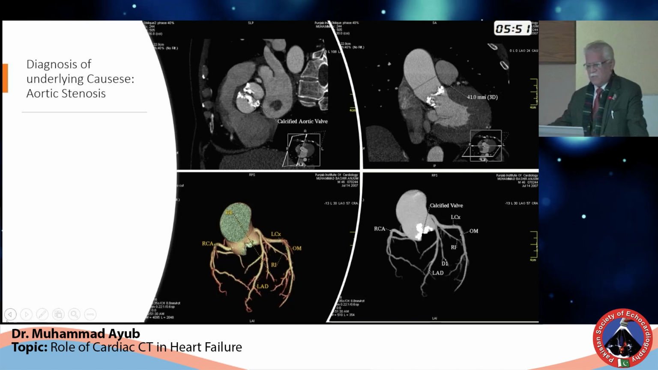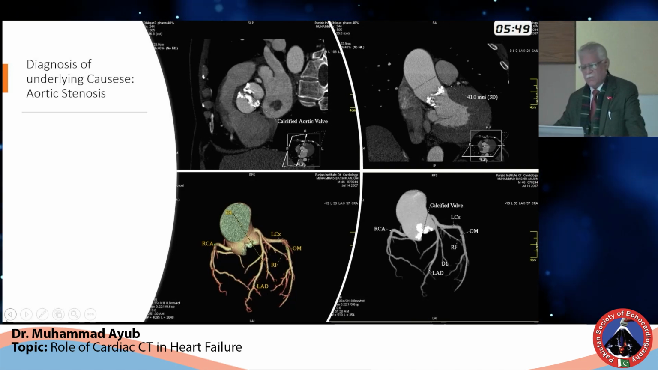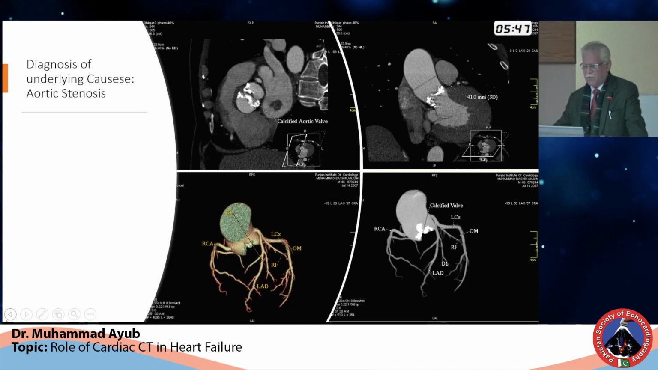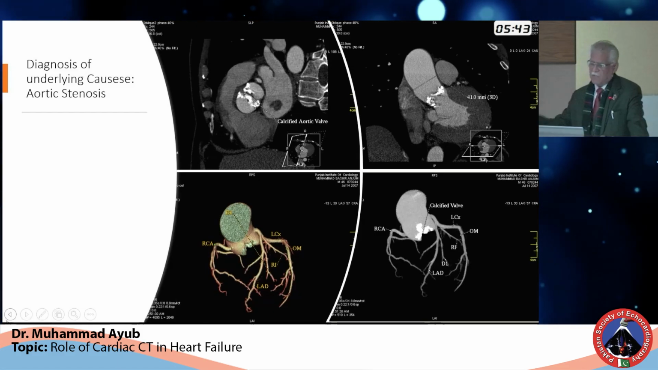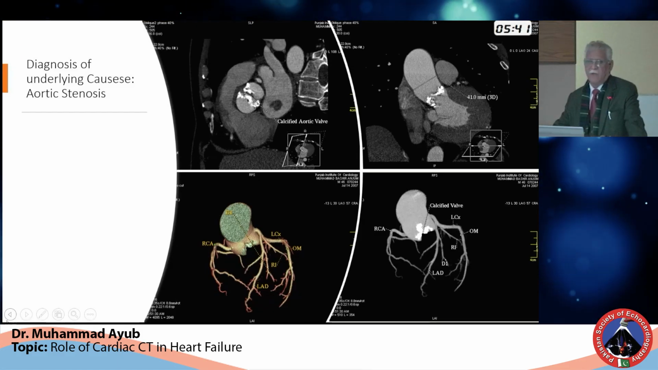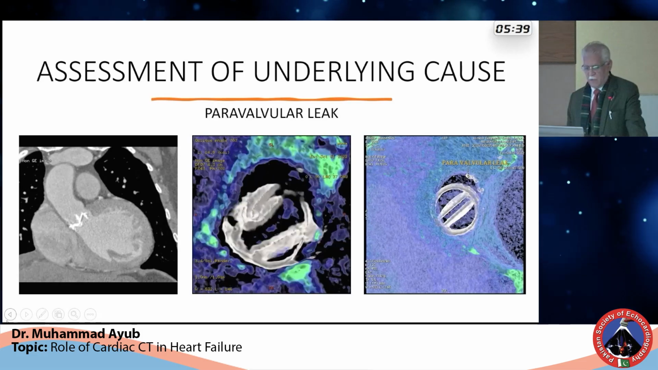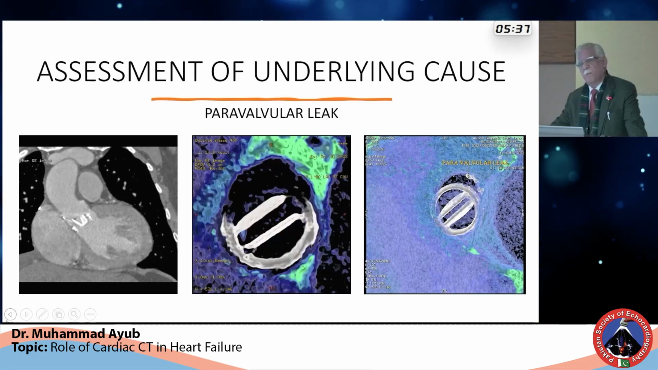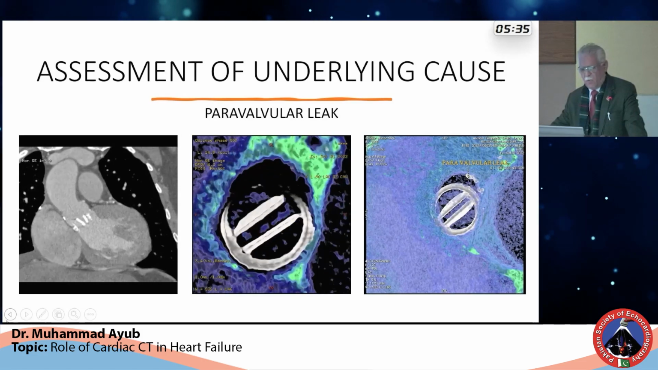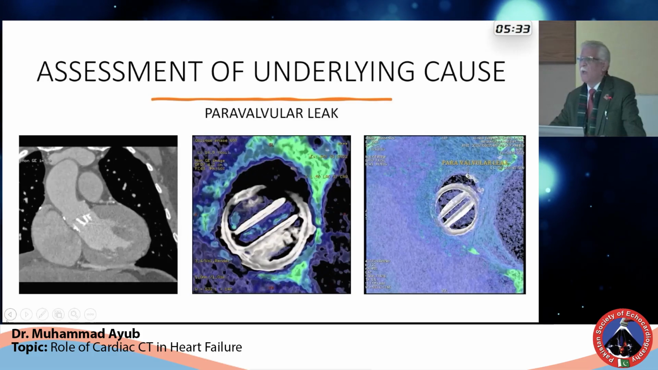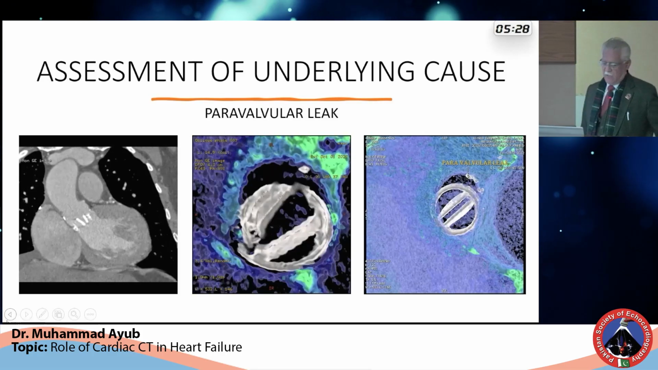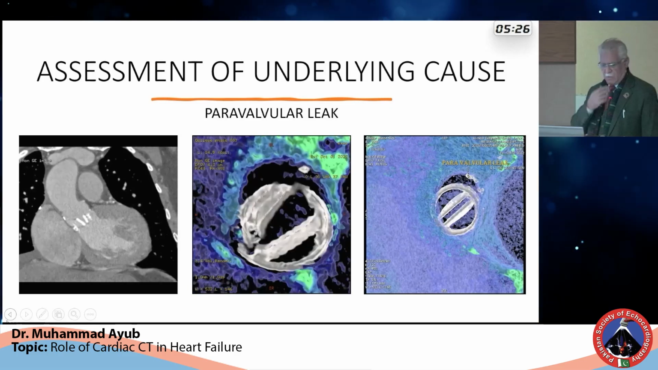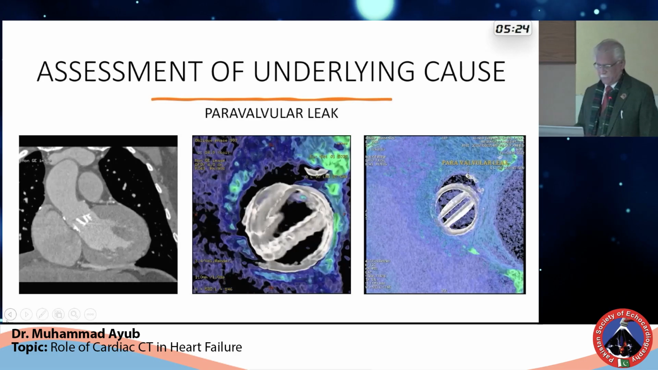Similarly, other cases like aortic stenosis with cardiac dysfunction can be diagnosed with cardiac CT with comprehensive evaluation of cardiac valve as well as cardiac function. Similarly, postoperative patients with valve dysfunction or paravalvular leaks can be seen with cardiac CT. Here you see a paravalvular leak just adjacent to the aortic valve.